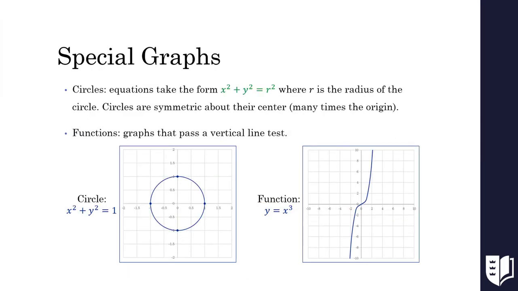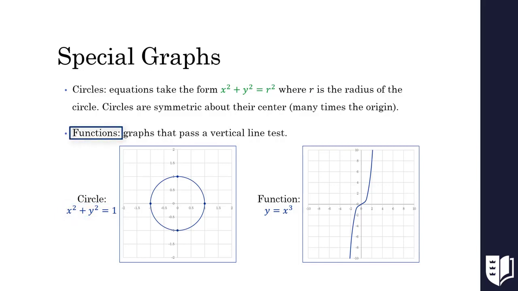Some other graphs we see commonly are circles and those of functions. Circles have equations of the form x squared plus y squared equals r squared, where r is the radius of the circle. Circles are symmetric about their center. Below we have the graph of the equation x squared plus y squared equals 1, which we also call the unit circle. It has a radius of 1, and is centered at the origin. It is also symmetric about the origin.